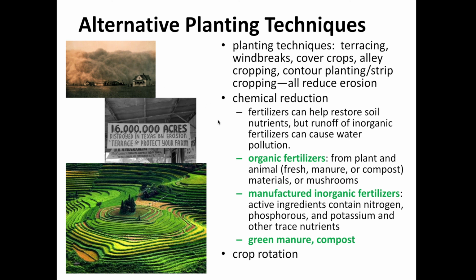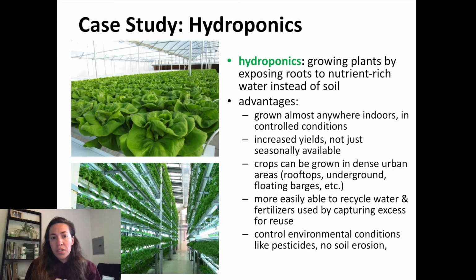We're also moving towards organic fertilizers and away from the manufactured inorganic fertilizers. And we're using more and more composted materials to return nutrients to the soil as well. In sort of food deserts, we're starting to promote greenhouse use and the use of hydroponics, so growing plants by exposing roots to nutrient-rich water without the need for soil. This means that we can grow them almost anywhere indoors.